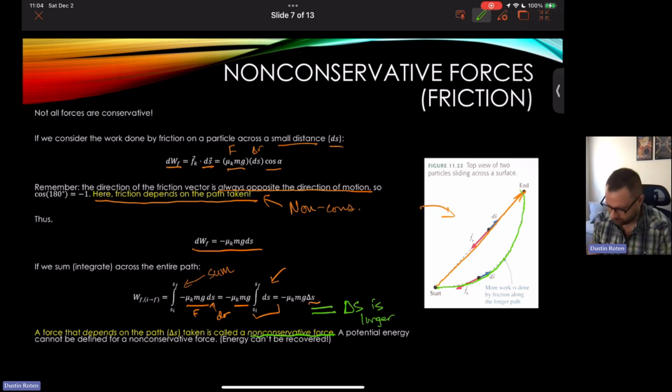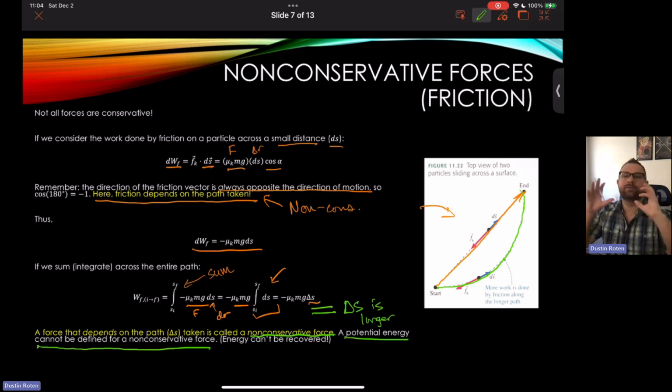So a potential energy cannot be defined for a non-conservative force. That's another thing here. We have no potential energy equation for friction. And then energy can't be recovered if it's a non-conservative force. So we have no place to store it. So if we lose it to a non-conservative force, it's gone. We can't get it back and store it somewhere.